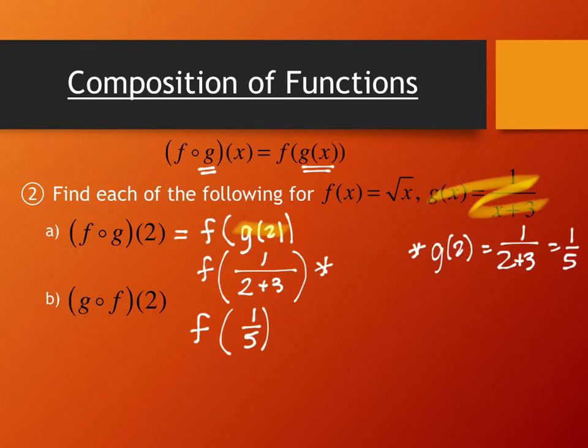That's the second step. So now I take my f of x function, the one up here, and I put 1/5 in for x. So I end up with the square root of 1/5, because that's where the x was. You don't have to have the parentheses, but that's what you're doing. You're replacing the x with the 1/5.